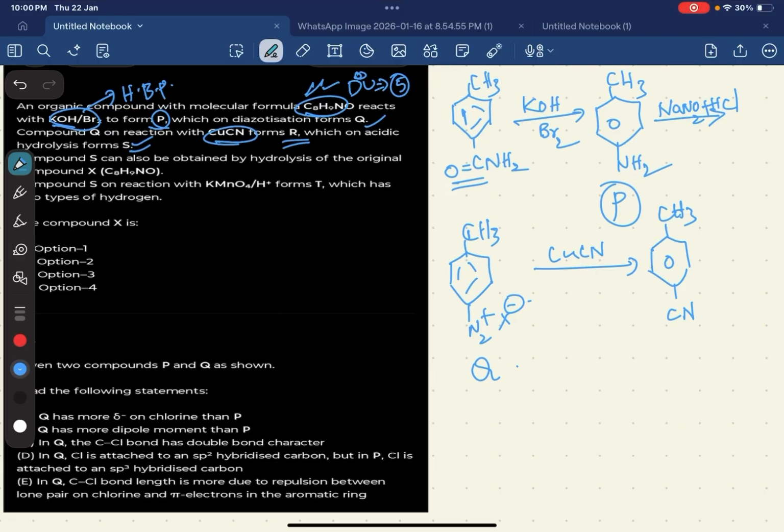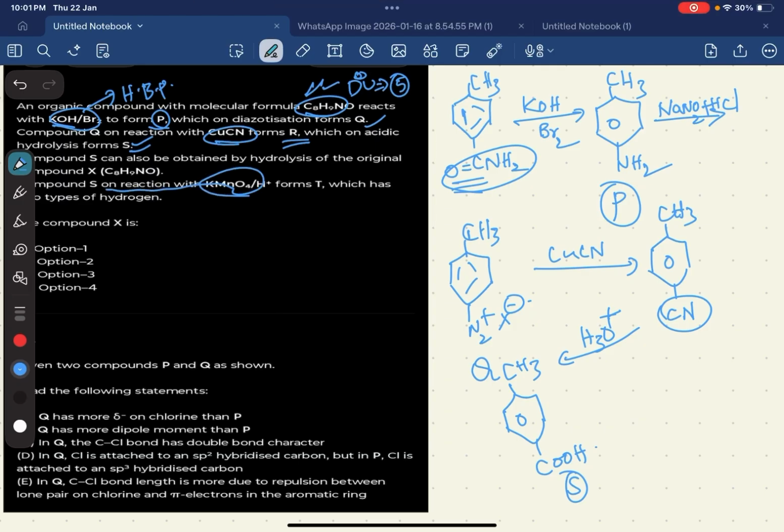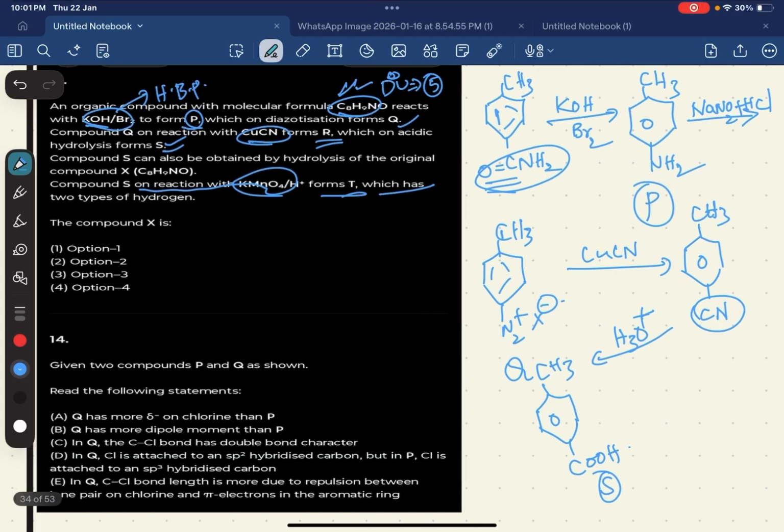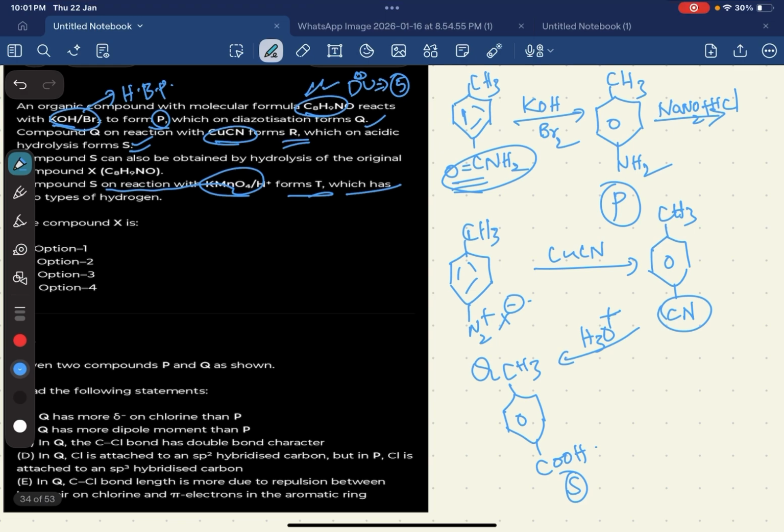Cyanobenzene over hydrolysis: CN over complete hydrolysis becomes COOH. Over partial hydrolysis it will give CONH2, which means an amide will be formed. But they didn't mention which, so we are taking complete hydrolysis and get methyl benzoic acid, which is this one. So until here we have got S, students. Compound S on reaction with KMnO4 forms T, which has 2 types of hydrogens.